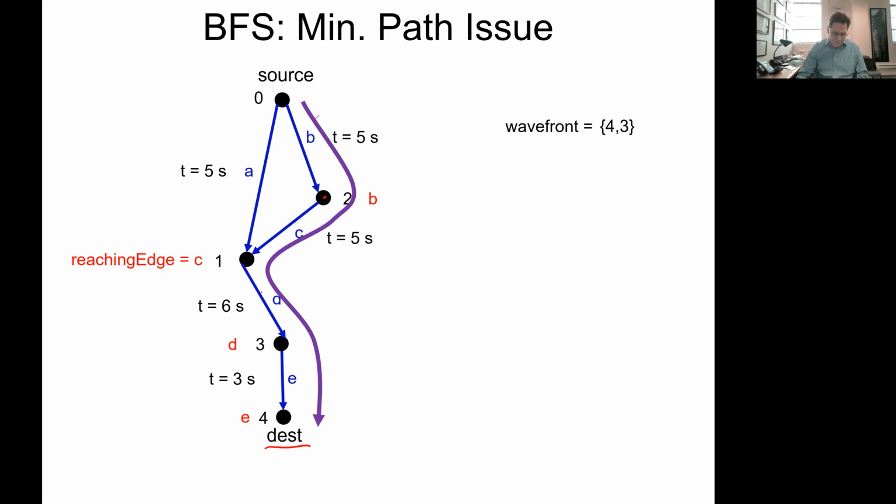This path has a travel time of 5, 10, 16, 19 seconds. Okay, and there's another path, 5, 11, 14 seconds. Okay, so we really should have taken this path. That's the shortest one, but we didn't. Okay, so what happened?